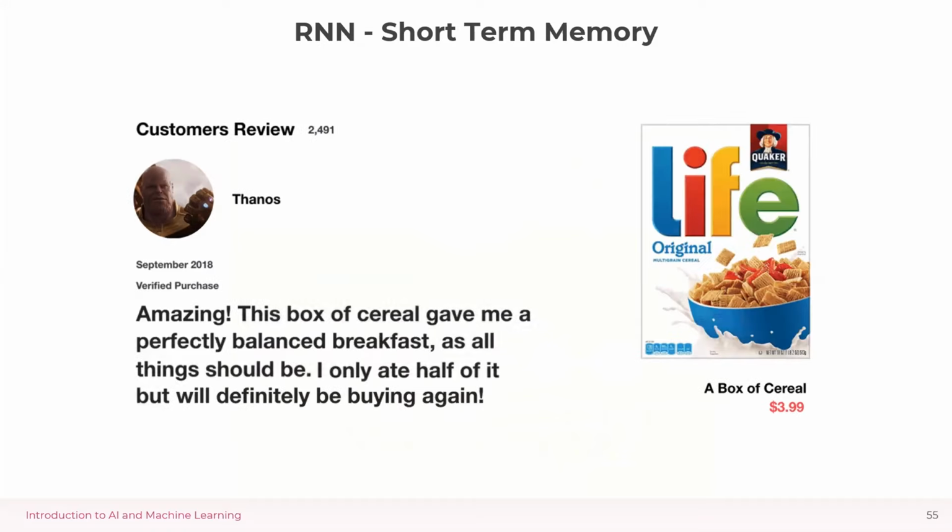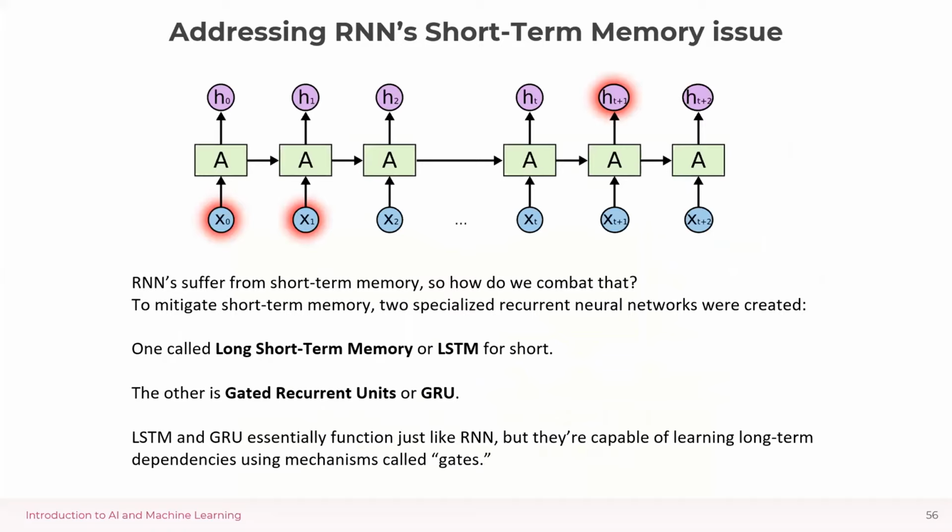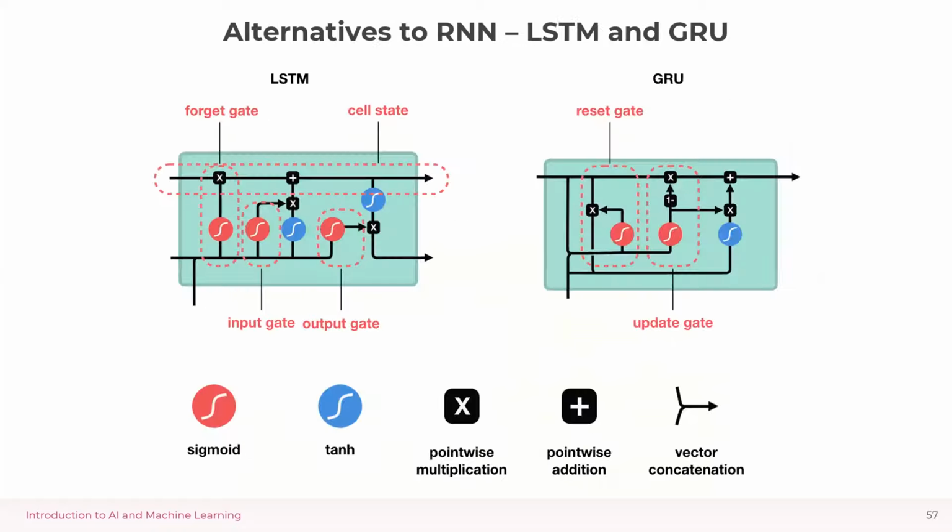You don't need to read everything. The keywords are here: "Amazing, perfectly balanced breakfast." This is Thanos giving his recommendation on a box of cereal. But then there are 3 key segments that you need to know, and there is also memory involved. This was again an example of RNN. There are a couple of solutions to work around RNN's limitations.